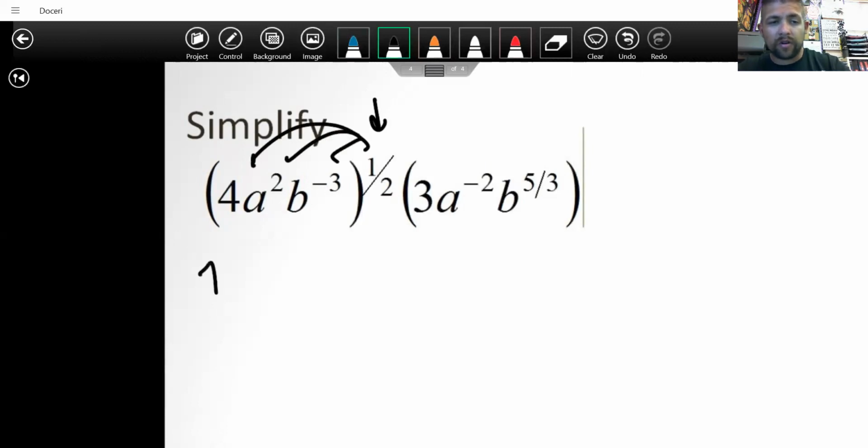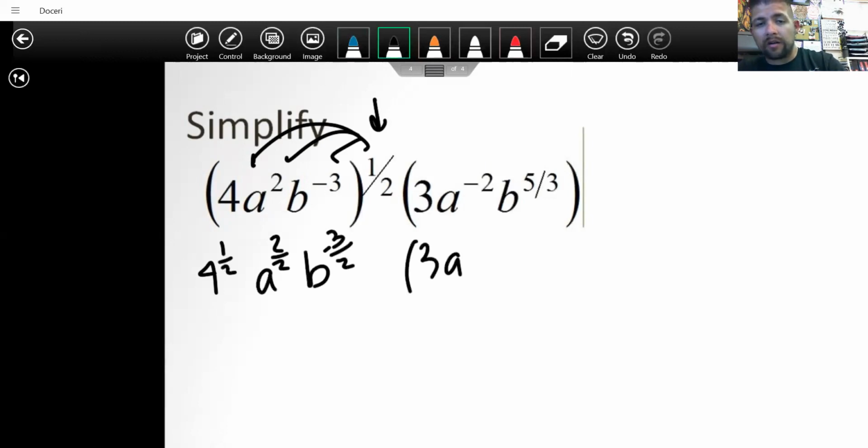This is going to give me 4 to the 1/2. I'm hoping you guys remember what the 1/2 represents. In this case, to let you guys know, it represents the square root of a term. The 3a over 2, 5/3 will remain the same. There's nothing changing with that. I don't want to change it in the beginning.